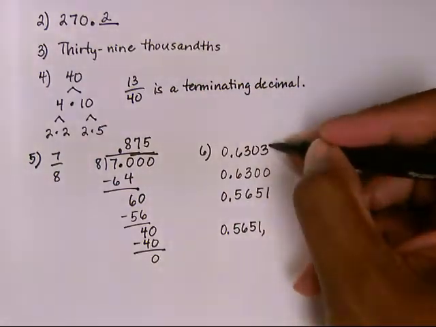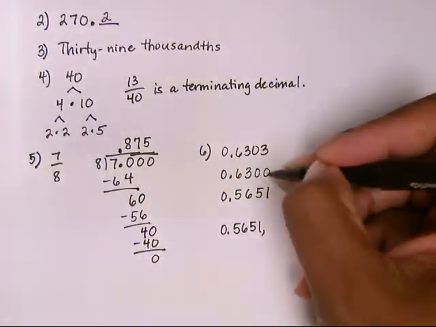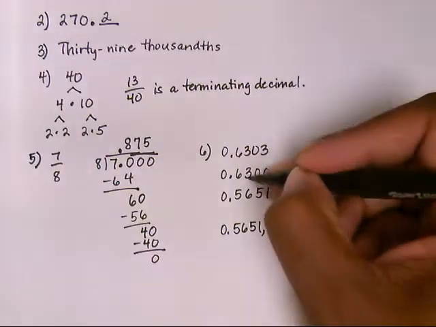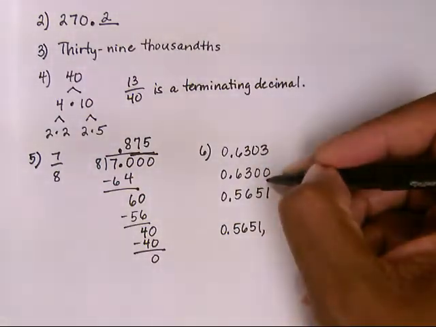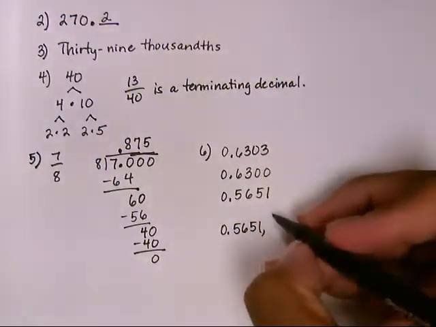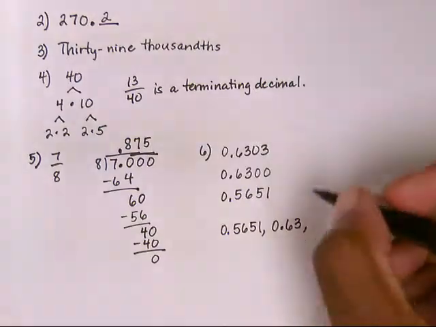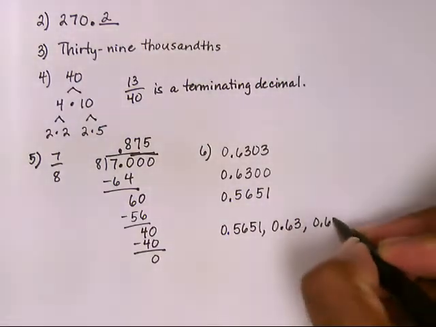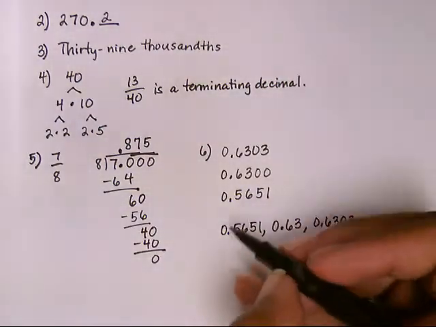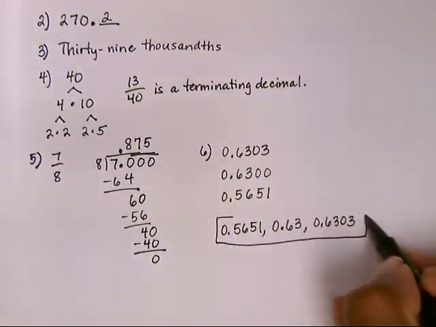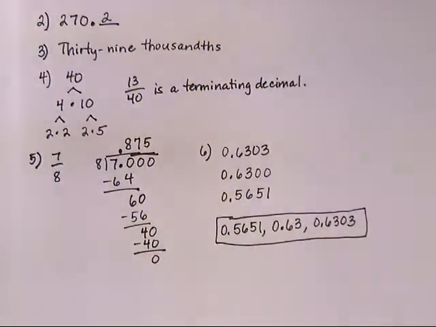So now I only got 0.6303 and 0.6300. So here, by looking at this, the next smallest will be 0.6300, or simply 0.63. And then the largest will have to be 0.6303. So these are the numbers, or decimals, arranged in order from smallest to largest.